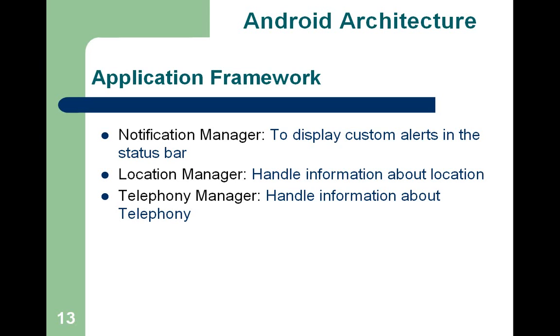We have something like location manager, which handles information about the location. And we have telephony manager, which handles information about telephony, whether it is GSM or some other kind of telephony, so there is some dependency on the hardware. So these are the core services provided by the application framework. Apart from this, there are some more services which need hardware support. For example, you want Bluetooth service, Wi-Fi service, USB service, or any sensor. So all these things become hardware dependent.